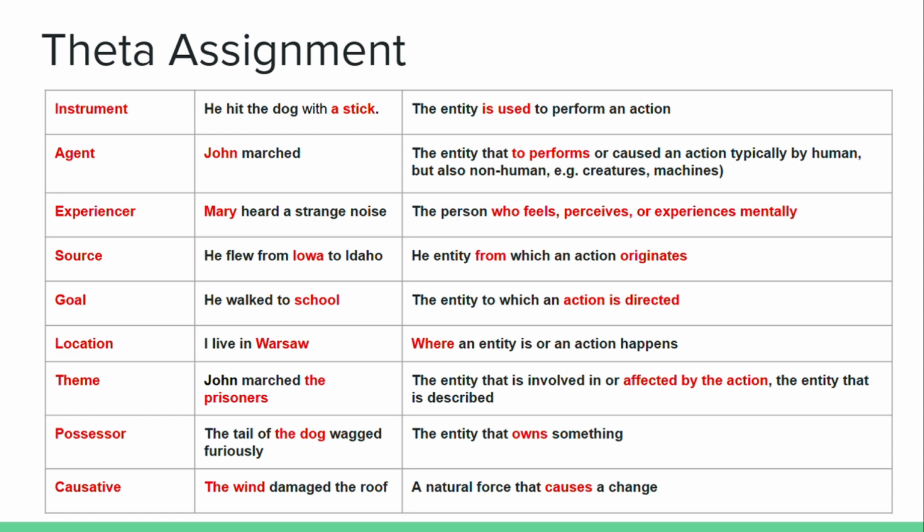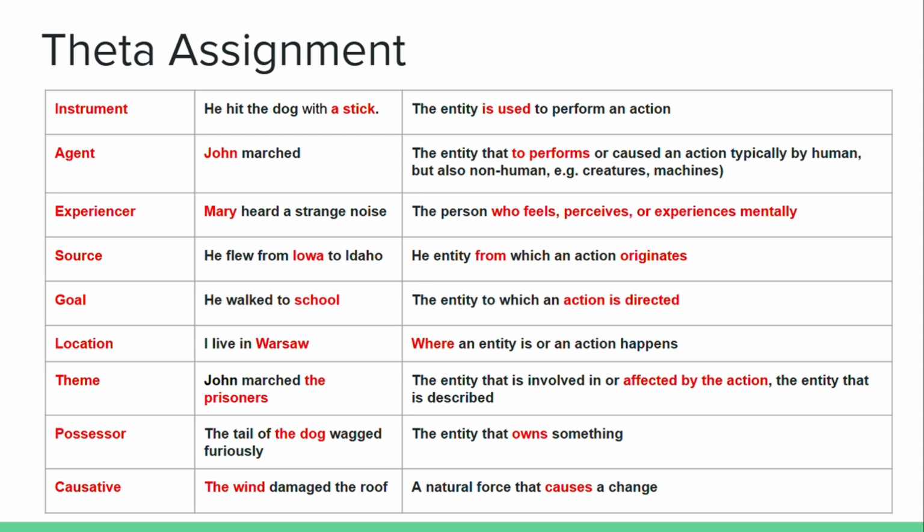Let's look at the term theme. The sentence, John marched the prisoners. The phrase the prisoners is assigned the theta role of theme. The term theme is defined as the entity that is involved in or affected by the action, the entity that is described.